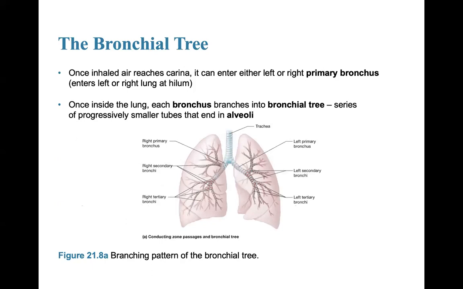Now, looking at the bronchial tree, once inhaled air reaches the carina, it then enters either the left or right pulmonary bronchus. This is the first branching from the carina, and each pulmonary bronchus will enter into the left or right lung via a structure called the hilum. Again, this is not the first or last time you're seeing that term, hilum.